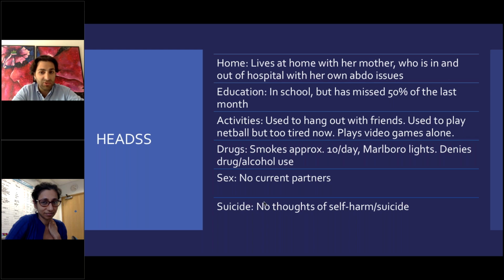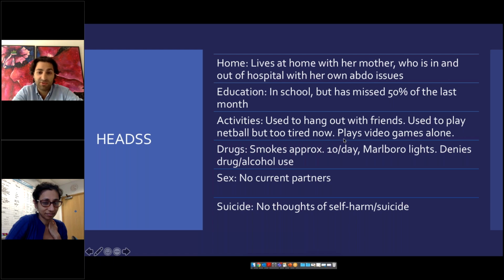Activities-wise, she used to be really sociable. She used to have a very active social life, but that has tapered off quite a bit, and she barely sees her friends now. She used to have quite an active sporting life and play netball, but she can't do that anymore. Now she prefers to just stay at home alone and play video games.